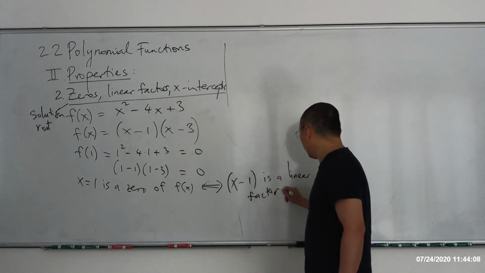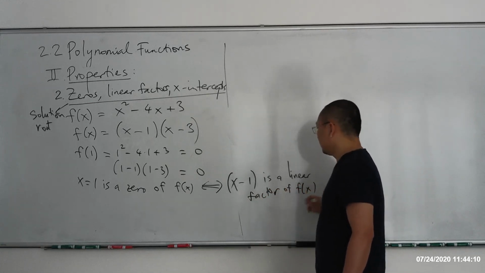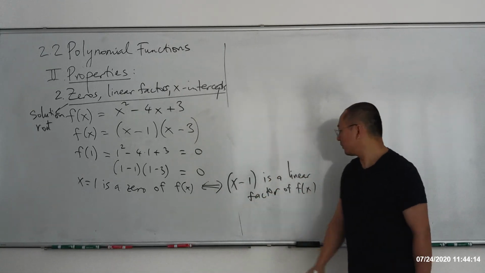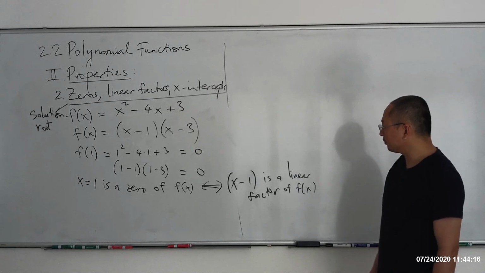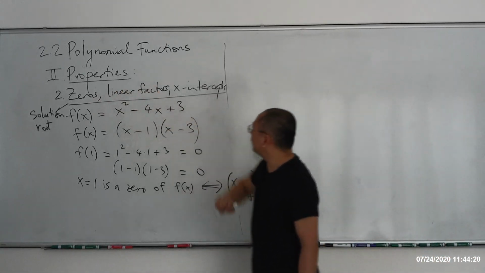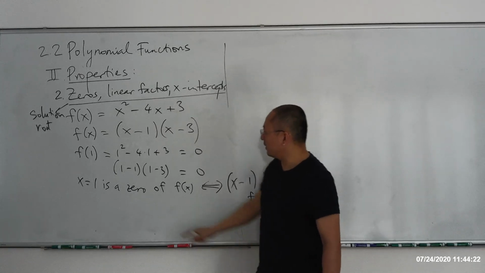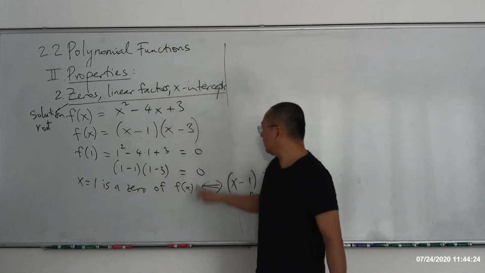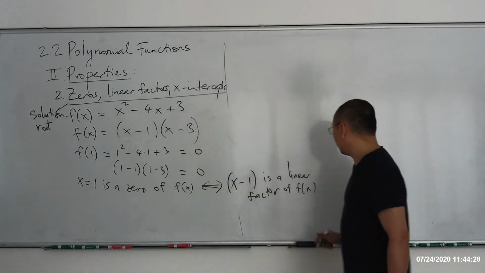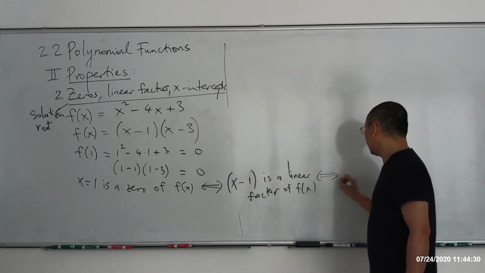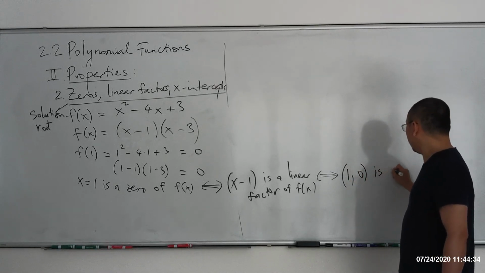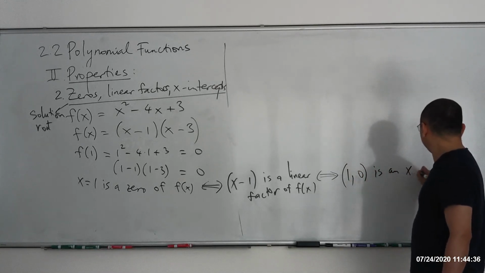Factor of f of x. You see why? You plug in x equal to 1 and what? X minus 1 equal to 0. Okay? And what about the intercept? You see? 0 is equivalent to linear factor. What about the x-intercept? You see what? X equal to 1, y is equal to 0. So this is saying it is equivalent to what? At (1, 0) is an x-intercept.